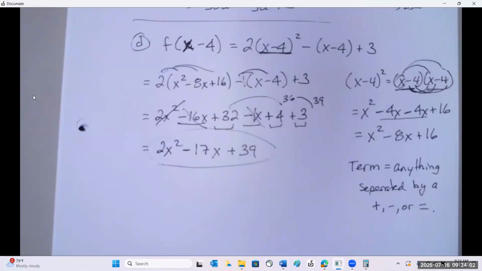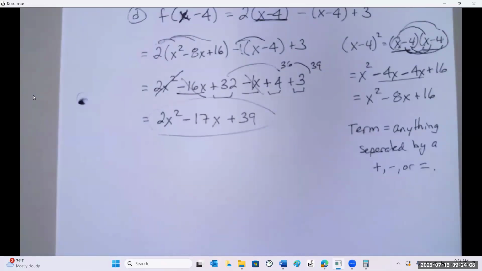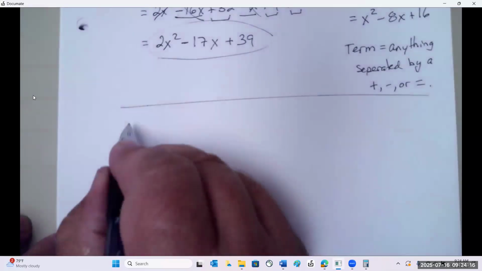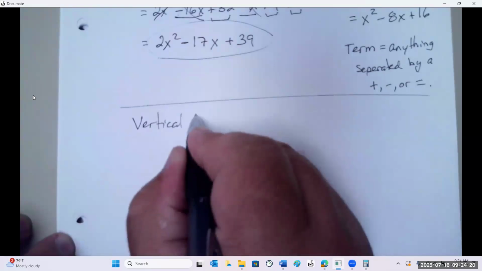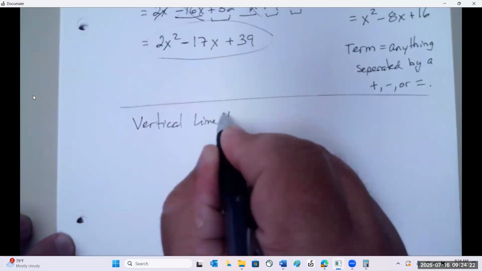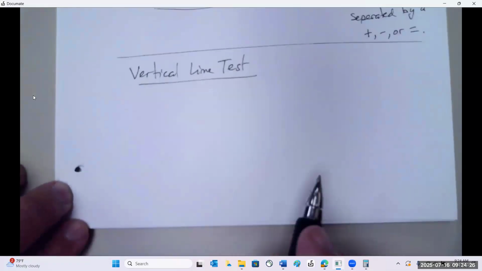And no, we're not going to graph these functions because I haven't taught you guys the functions and transformations yet. So we're not going to graph those. The vertical line test.